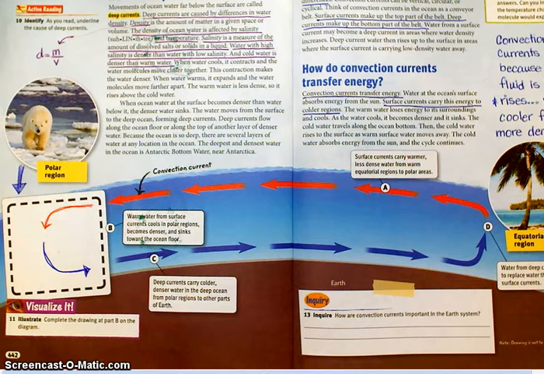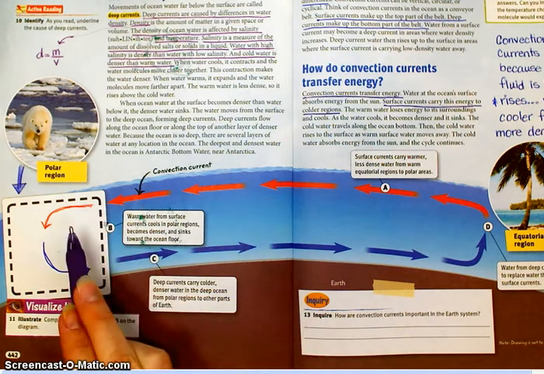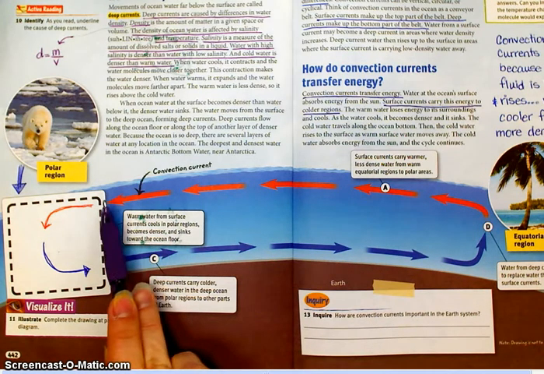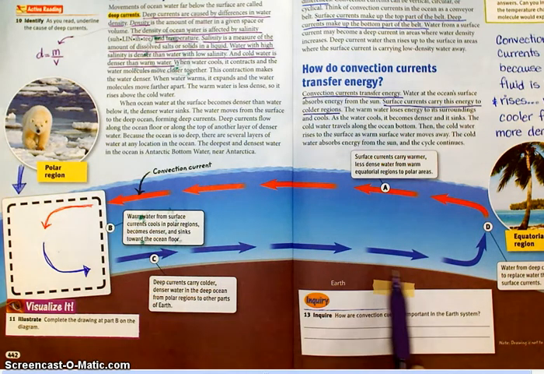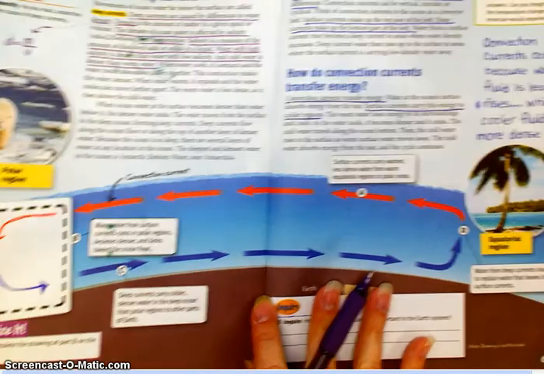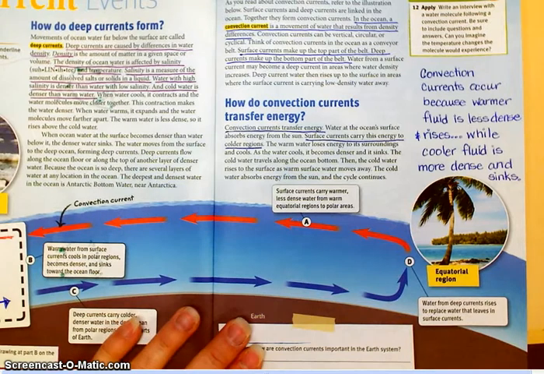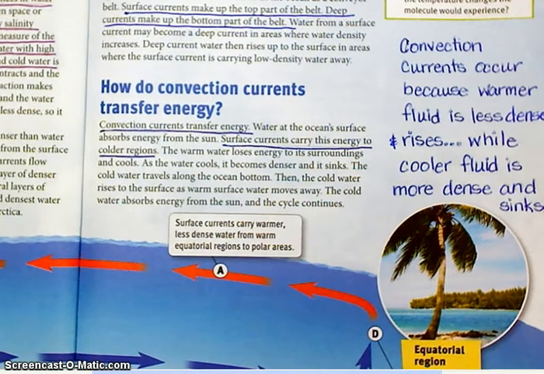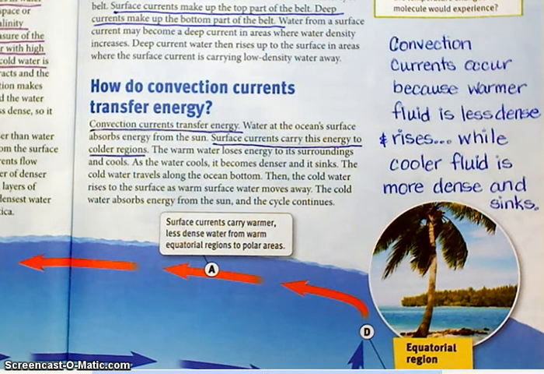Okay, so a convection current is this whole big loop of circulating water, because the water at the top of the loop is less dense because it's warm, and the water at the bottom of the loop is more dense because it's cool. Okay. All right. And over here is just a reminder to you about convection currents in general. Convection currents occur because warmer fluid is less dense and rises, while cooler fluid is more dense and sinks.